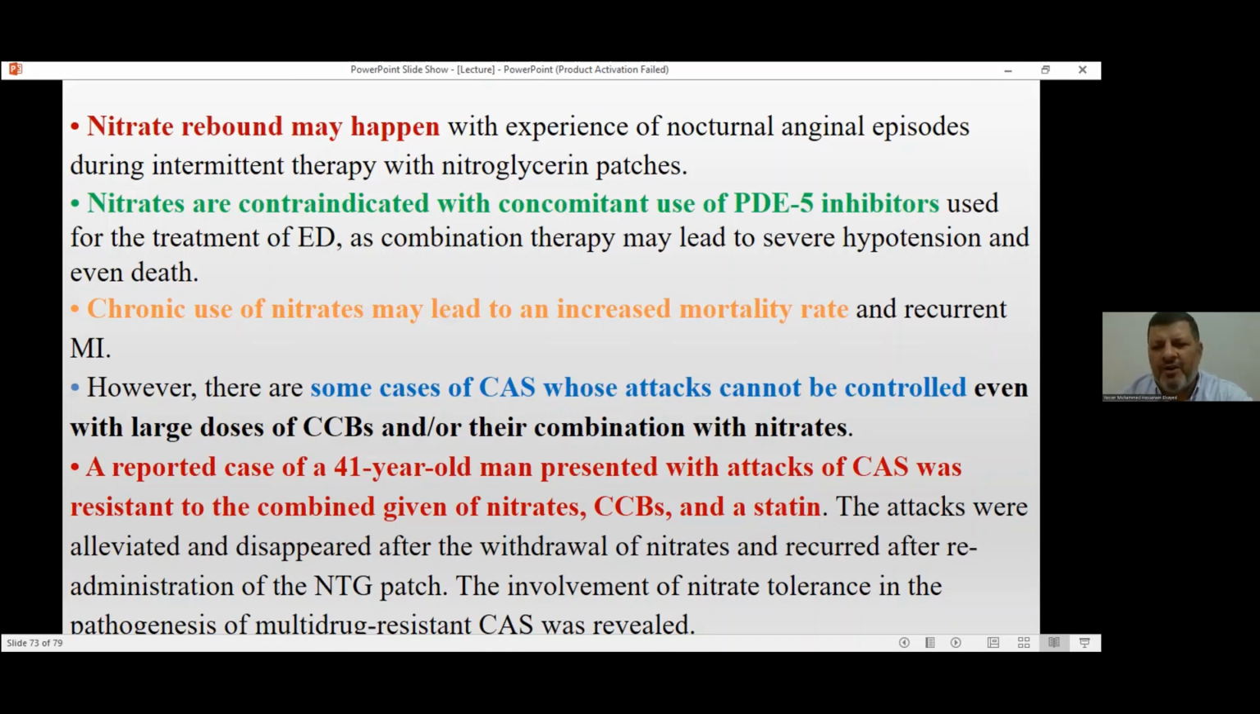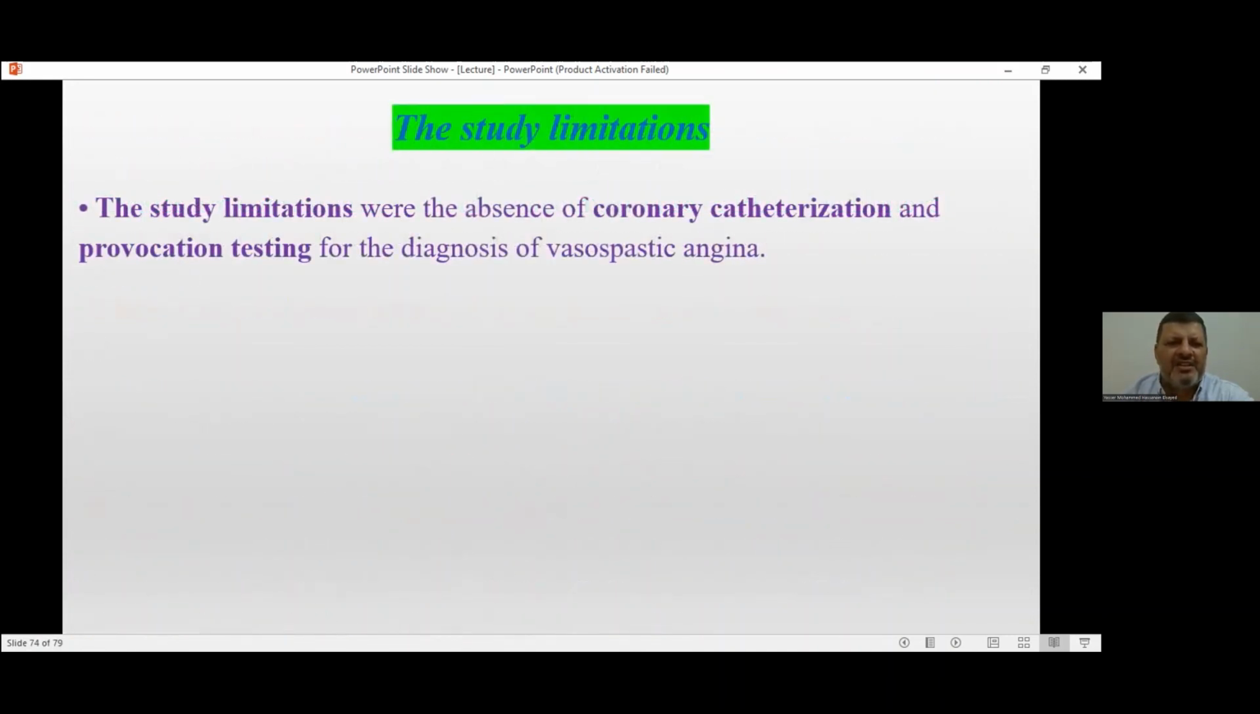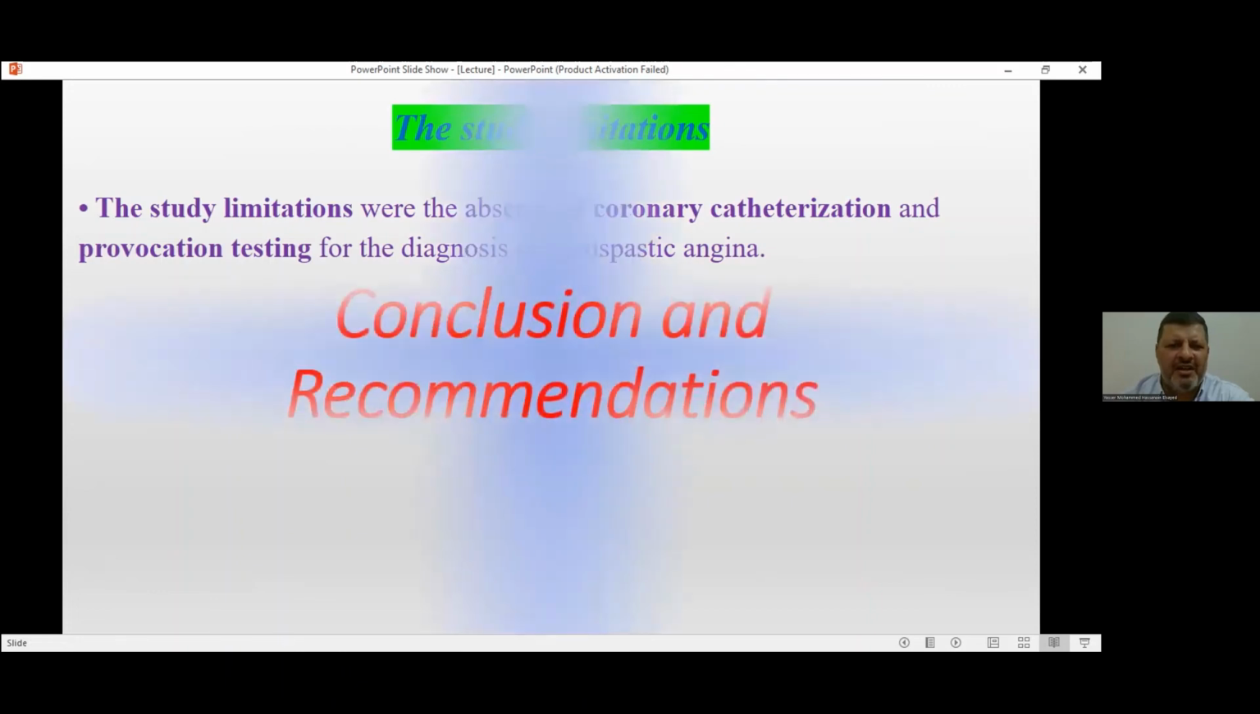There are some cases of coronary artery spasm whose attacks cannot be controlled, even with large doses of calcium channel blockers or combinations with nitrates. A case was reported of a 40-year-old man presenting with attacks of coronary artery spasm resistant to combined nitrates, calcium channel blockers, and statins. Study limitations were the absence of coronary catheterization and provocation tests for the diagnosis of vasospastic angina.